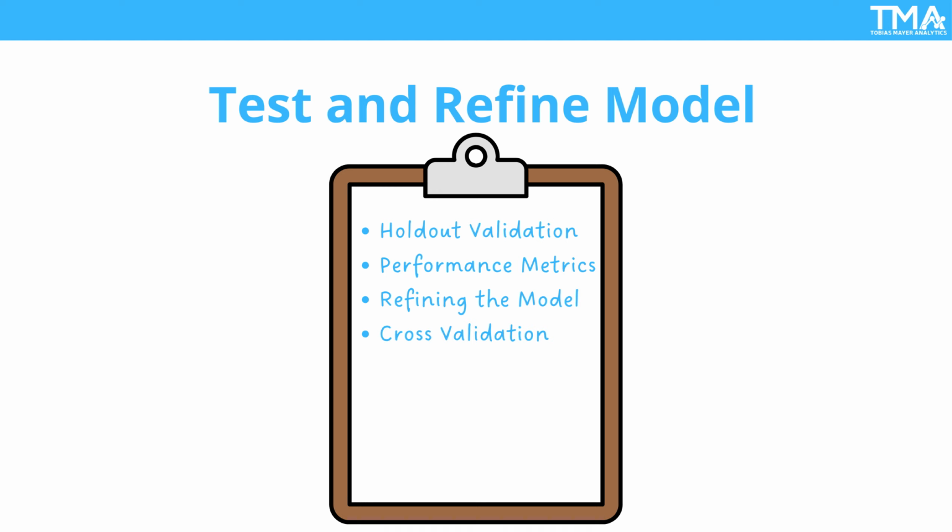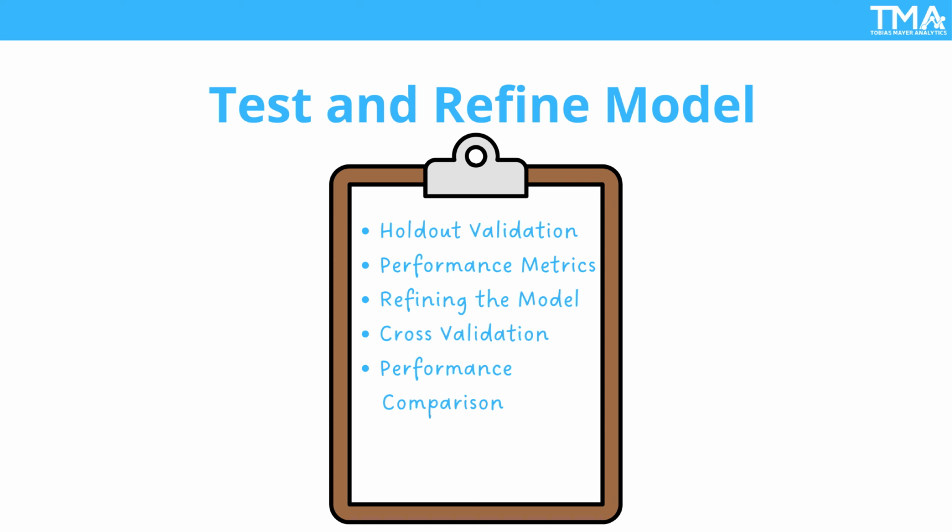Cross-validation. Use cross-validation techniques such as k-fold cross-validation to further validate and refine the model. This method involves splitting the data into multiple folds, training the model on subsets of the data, and evaluating its performance on the remaining fold. Cross-validation helps assess the model's robustness and stability across different data samples.